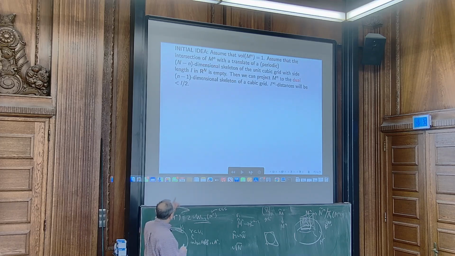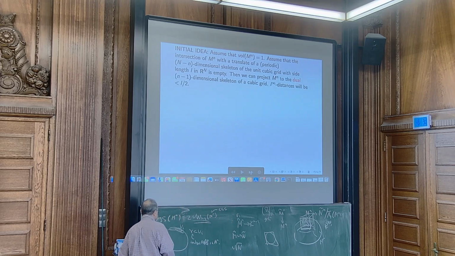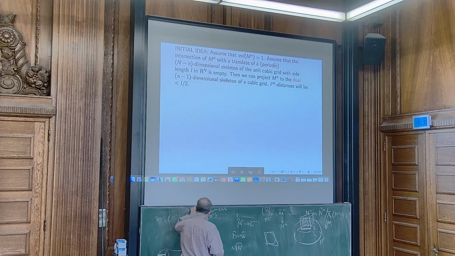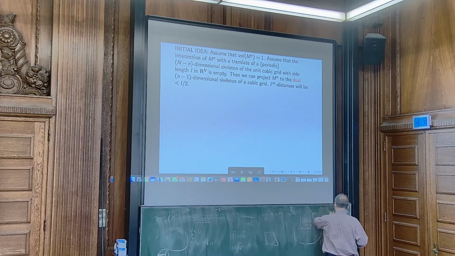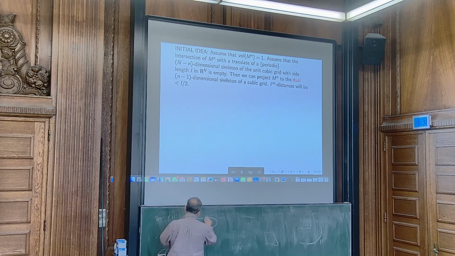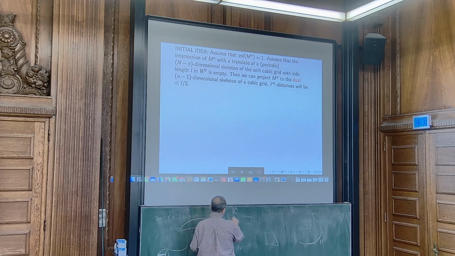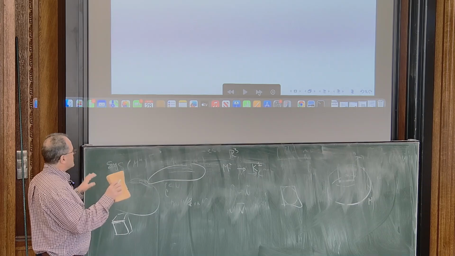So let me sketch the proof of part A. Part B is proven using a completely different idea. So the idea in part A is the following. Assume, for simplicity, that we are in R3, and we have some maybe two-dimensional surface in R3. And we really would like to map it to some one-dimensional complex, so that each point doesn't go too far.